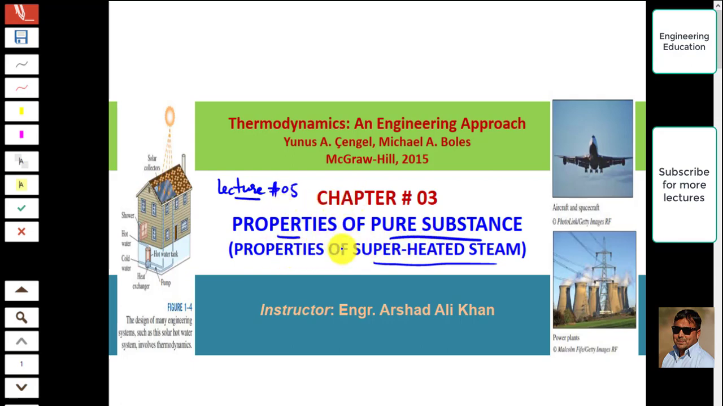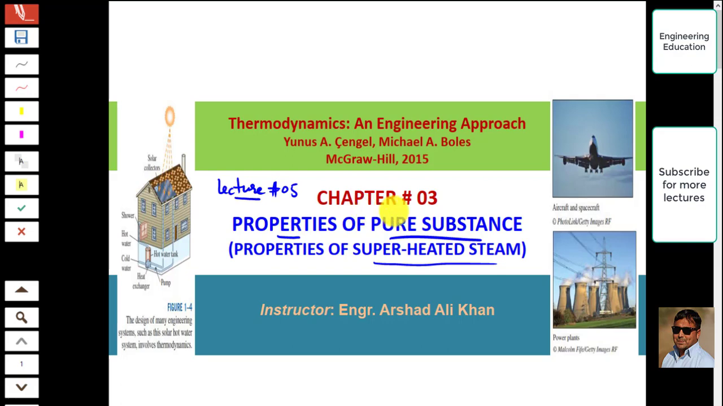And in lecture number 4, we discussed the properties of dry saturated steam, or only dry steam or wet steam. Many terminologies can be used for the dry saturated steam. It is also called wet steam. In this lecture, the focus is on the properties of superheated steam.